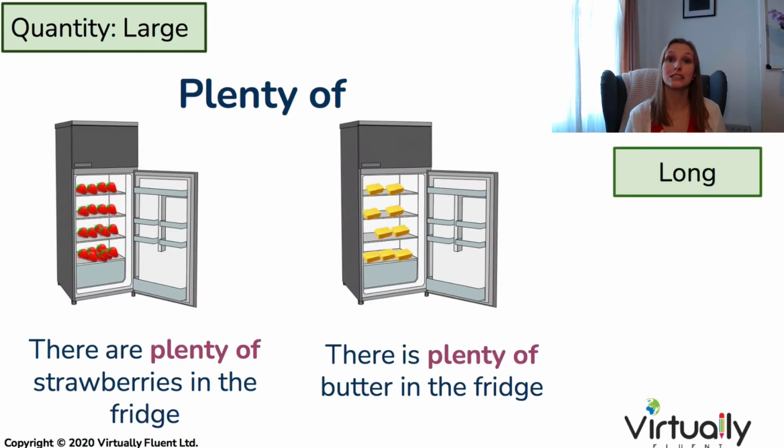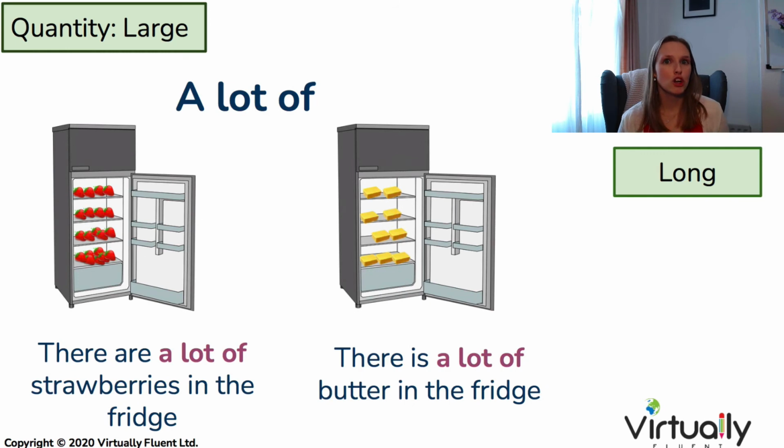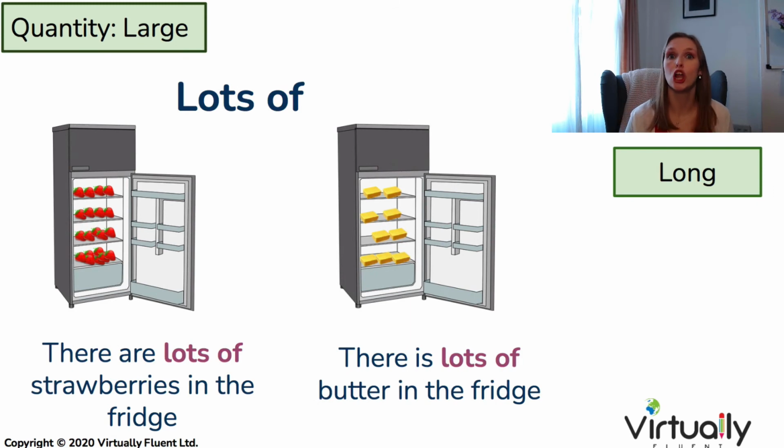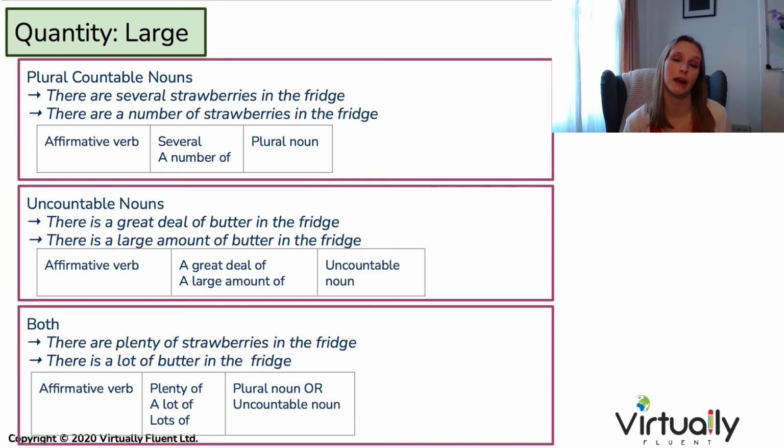But luckily, there are some words we can use for both. It doesn't matter if it's a plural countable noun or an uncountable noun. For example, plenty of. There are plenty of strawberries. There is plenty of butter. We can also say a lot of. There are a lot of strawberries. There is a lot of butter. And a slightly more informal word, lots of. There are lots of strawberries. There is lots of butter. So we can use those three expressions with all nouns. Maybe it's a little bit easier to use those. You don't have to think about the grammar.